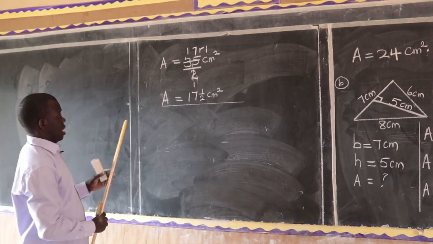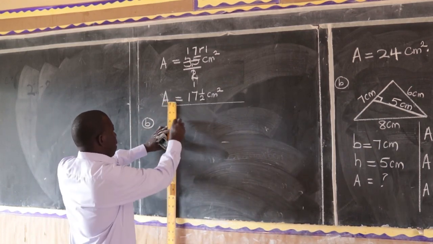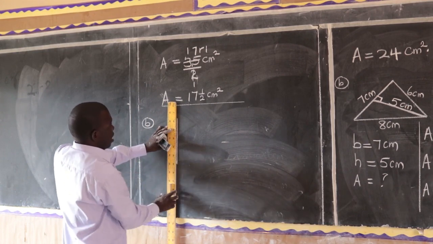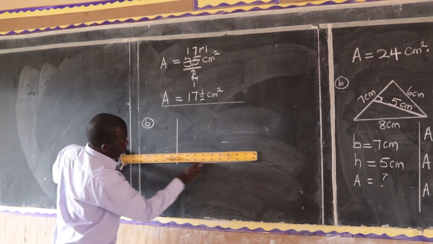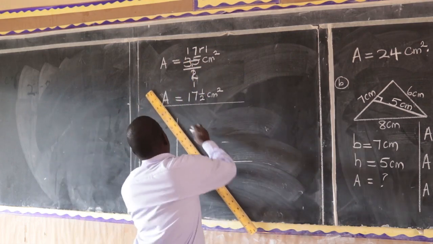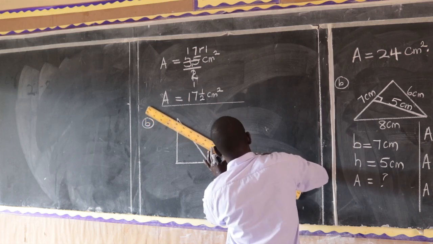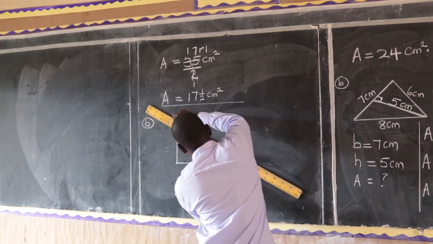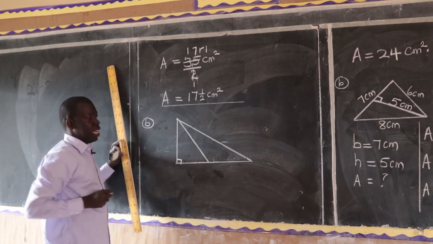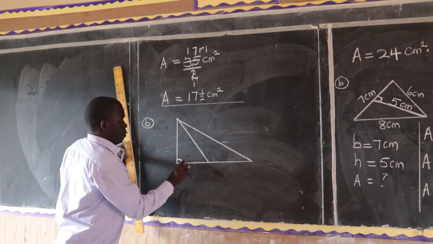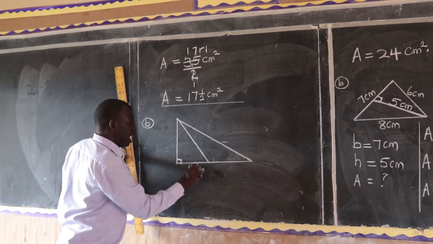Lastly, I may be given a figure like this. I'll be given a figure of this type here. Good. And this is the height. From here up to here is 4 decimeters.